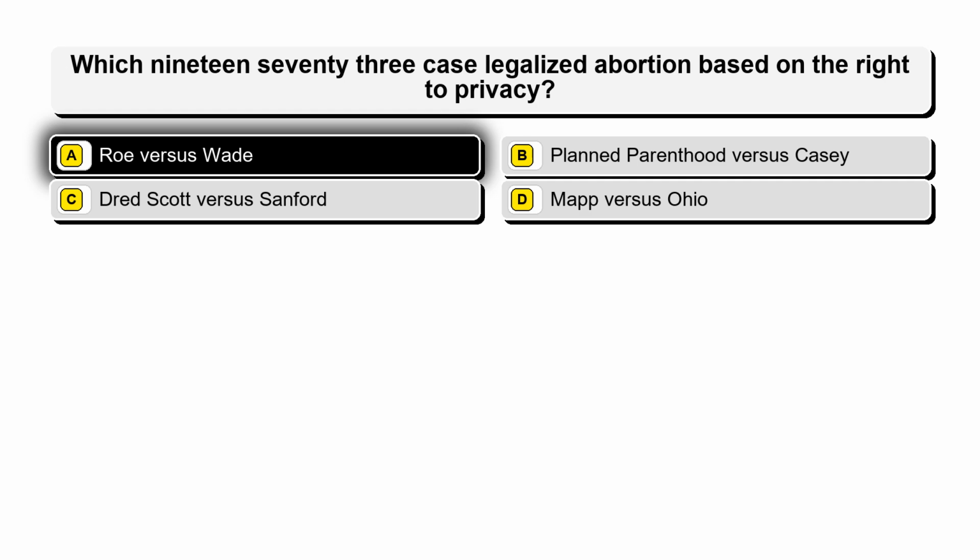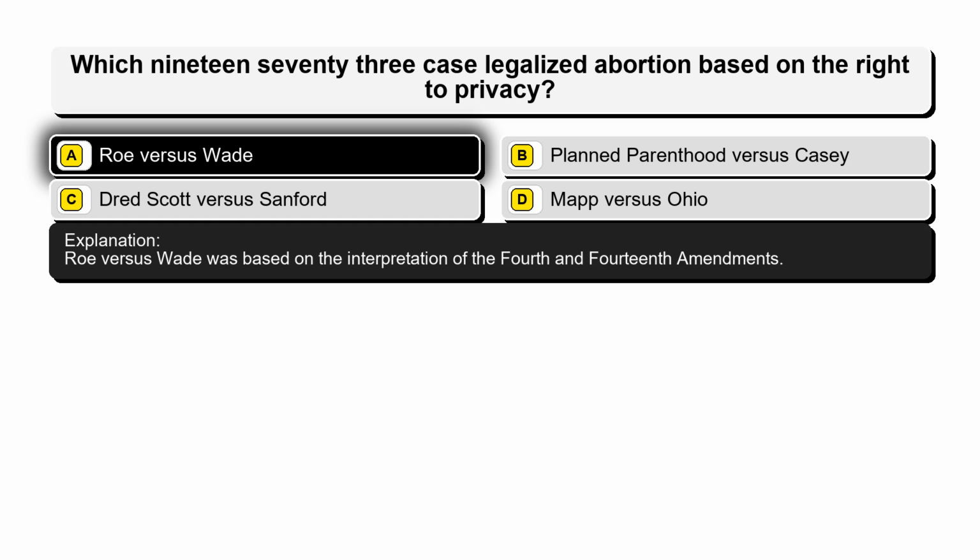The correct answer is option A, Roe v. Wade. Roe v. Wade was based on the interpretation of the Fourth and 14th Amendments.